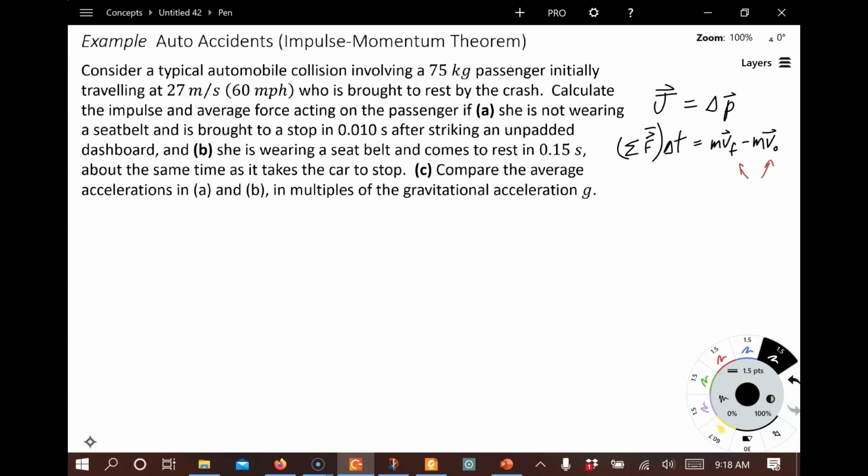Remember, impulse is like a very strong force for a short amount of time. So we're always going to go ahead and draw a before and after and start to gather information that we can use with the impulse momentum theorem. So I'm going to do a picture before the collision and then a picture after the collision. And I need to go ahead and draw these pictures. Let me pause for a moment.